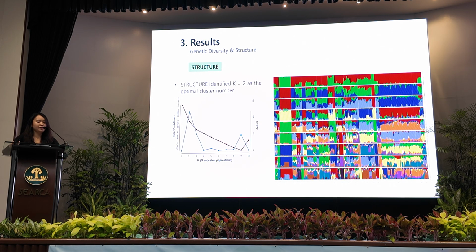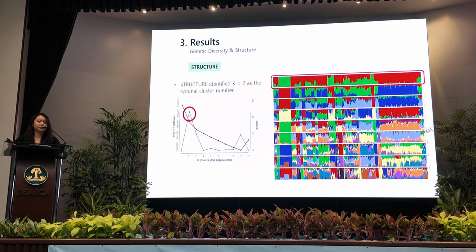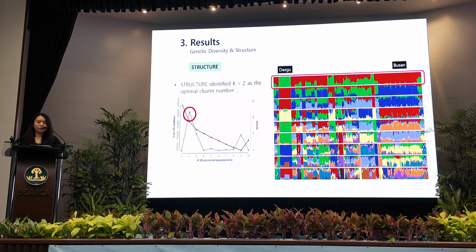Based on delta K, the best number of genetic clusters, K, was 2. The STRUCTURE result showed that the Nutria population split into two main genetic clusters consistent with the PCoA result. I will explain the detailed clustering pattern in the next slide with a map.